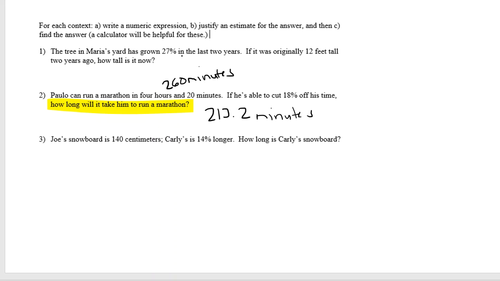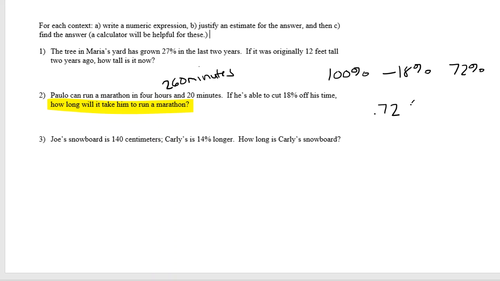Another way to look at it is that if he can run a marathon in 260 minutes, that's 100%, right? That's the total. It starts out as 260 minutes. If he's able to cut 18% off, 100% minus 18% is 72%. That means he can actually run the marathon in 72% of 260. Okay, 72% of 260, and that would look like this, 0.72 times 260.